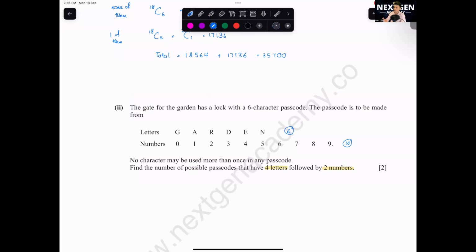Okay, this one is really, really simple. So we should know that this is a permutation type of question because arrangement matters, the order matters. So 6P4 times 10P2. This is the only possible arrangement. So here will be 32400.